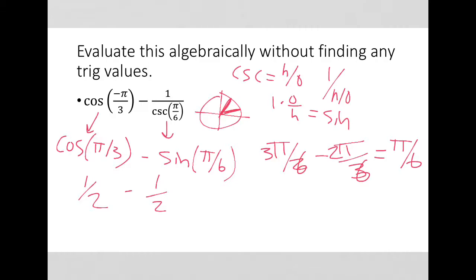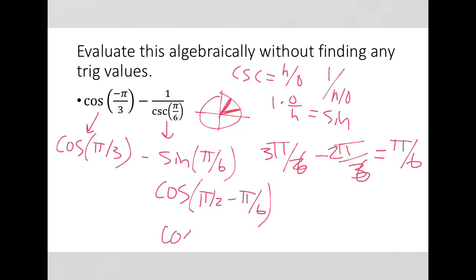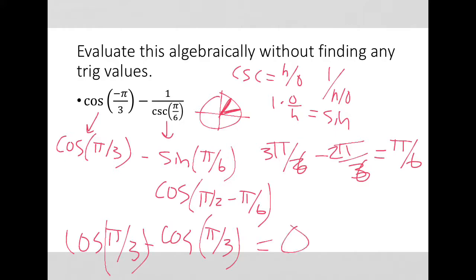Regardless of how you choose to look at it, the point remains that sine of pi over 6 is the same as cosine of pi over 2 minus pi over 6, which is cosine of pi over 3. And again, we get cosine of pi over 3 minus cosine of pi over 3 has to be 0. So I give you another value that's just equal to 0.